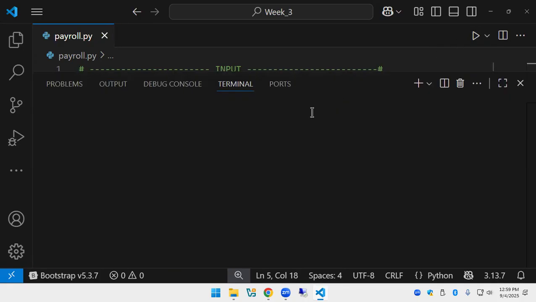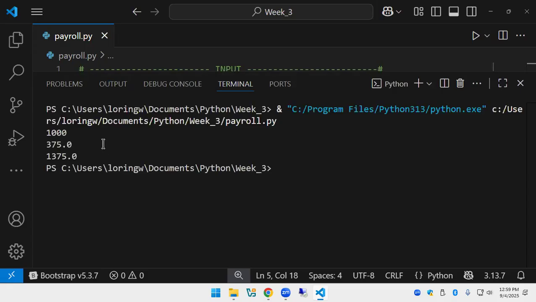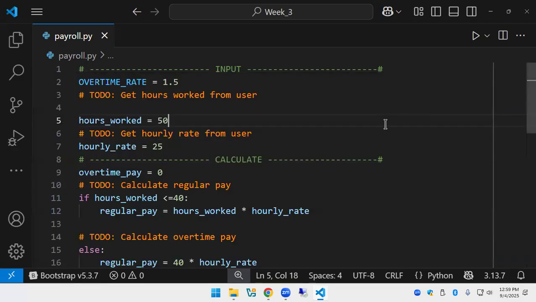So I give you some test values and it's supposed to be 1,000, 375 and 1,375. So we know our algorithm, our calculations are working. So yes, then I can change this to input, here's a float, all that sort of stuff, and then make it look prettier when I print it. But I don't have to be pretty to start with. I don't have to do the entire program. I can go through stages of it.